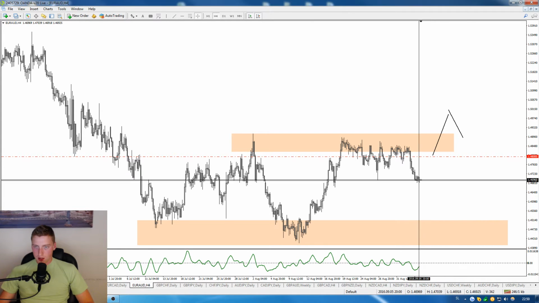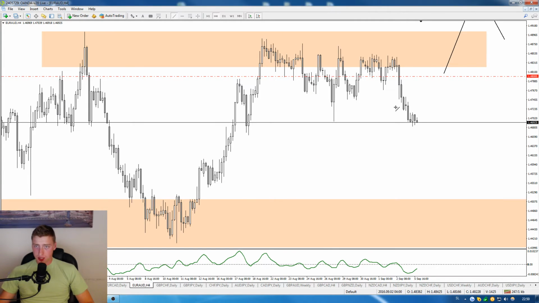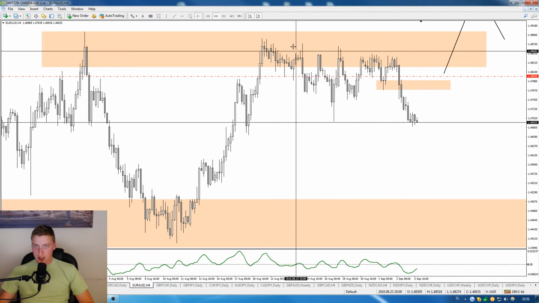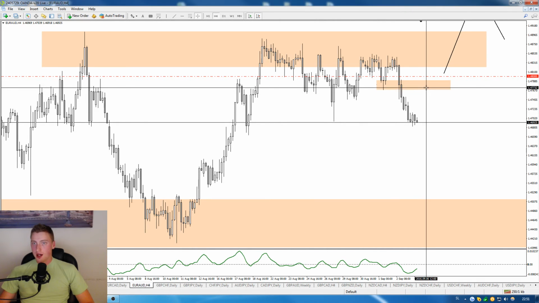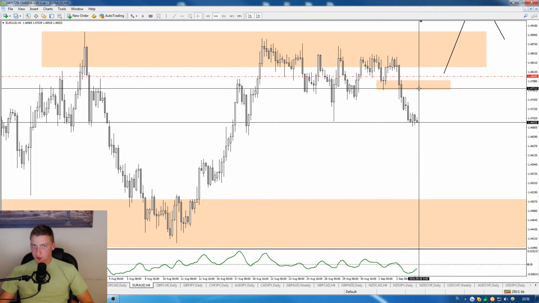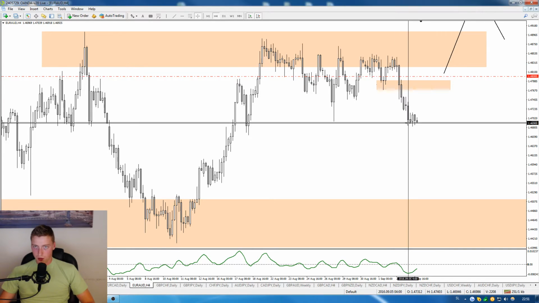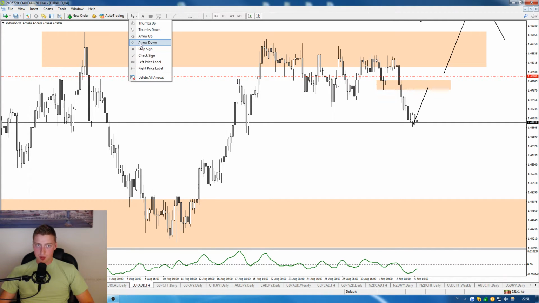Okay, so for shorts, wait for price to retrace back to this support, which will act as a resistance. We've got a major impulse leg. That means this impulse leg is stronger than any other impulse legs right here. So this is an indication that bears are taking control. So wait for a retracement back to here and look for short evidence.